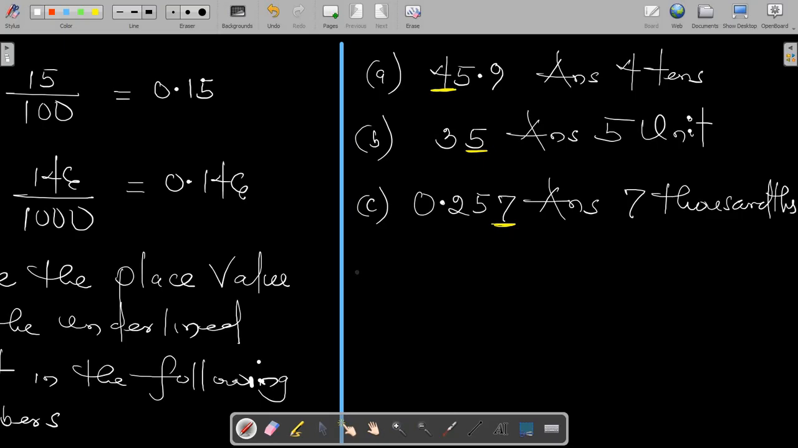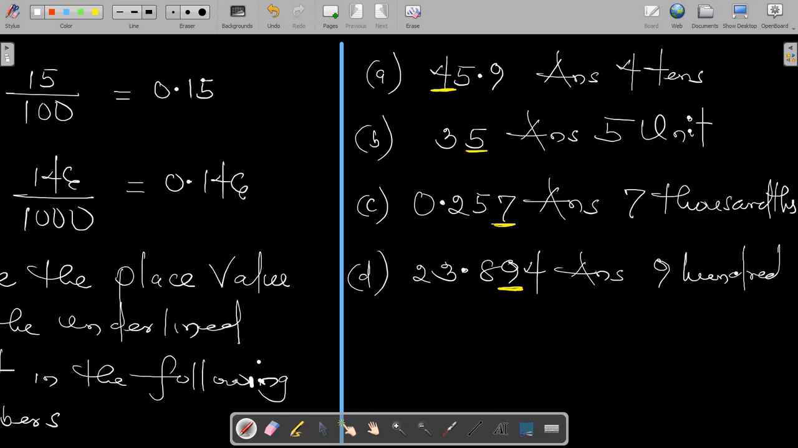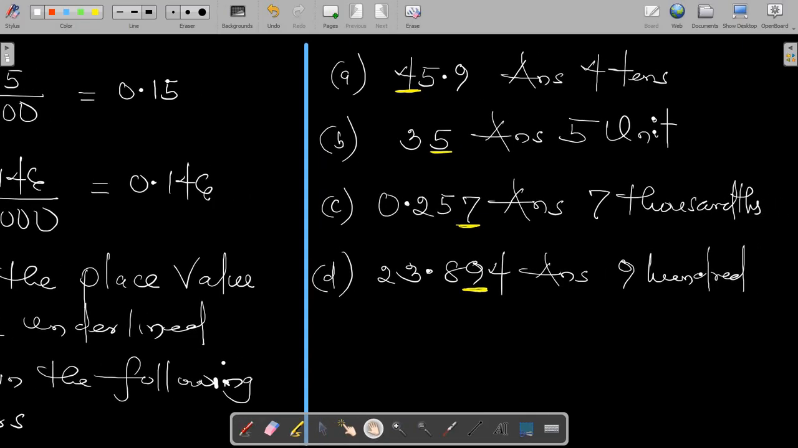Okay, so let's go to the D part of the question. We have 23.894. This time around, I want to underline 9. So the answer to this one will be 900. Don't forget to put the TH.